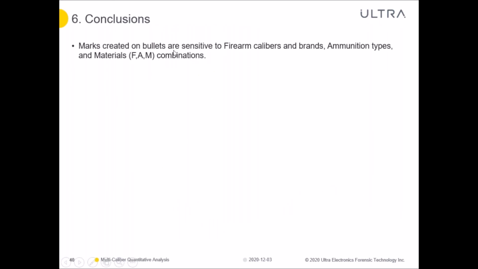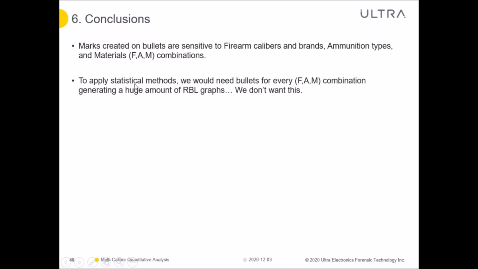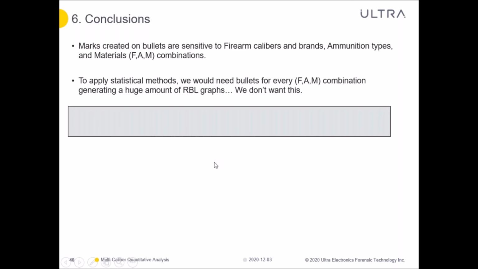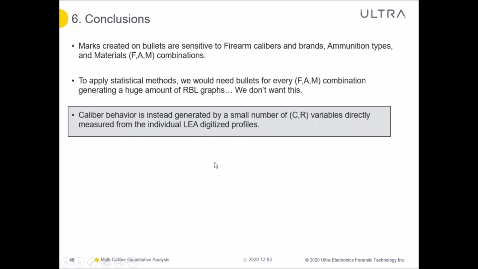So as a conclusion, marks created on bullets are sensitive to FAM combination, I mean firearm calibers and brand, ammunition type, and material combinations. To apply a statistical method, we would need bullets for every FAM combination, generating a huge amount of RBL graphs. We don't want this. So this is why we put forward that hypothesis, which we validated afterwards.